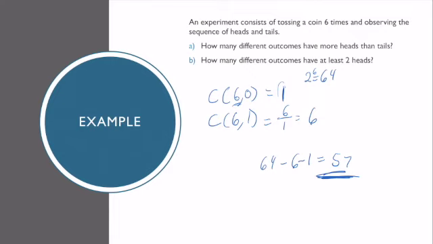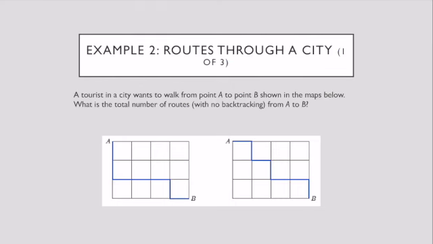So there are 57 different ways of having at least 2 heads. Next, I want to talk about walking through a city. So a tourist wants to walk from point A to B, shown on the maps below, and there's no backtracking allowed.